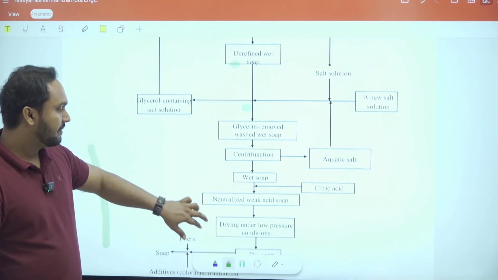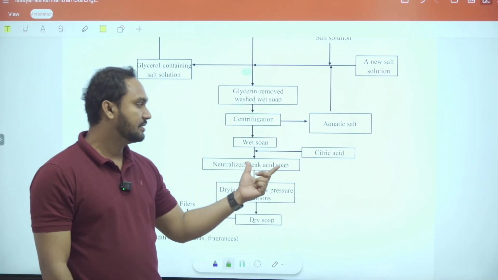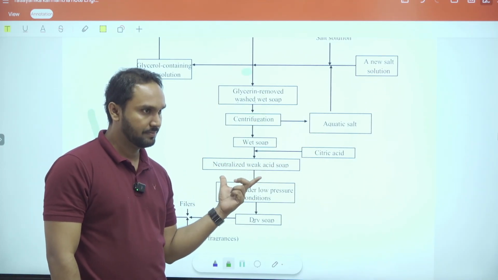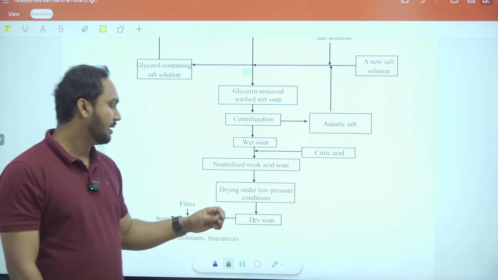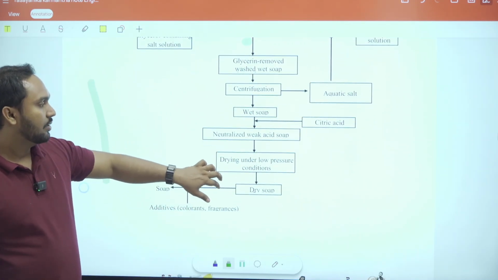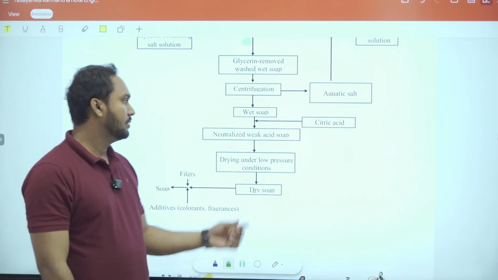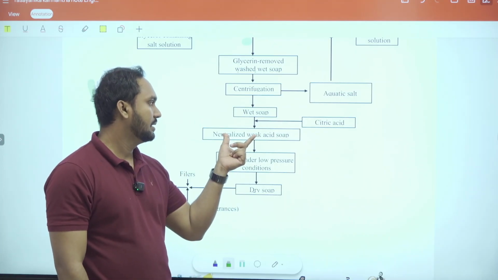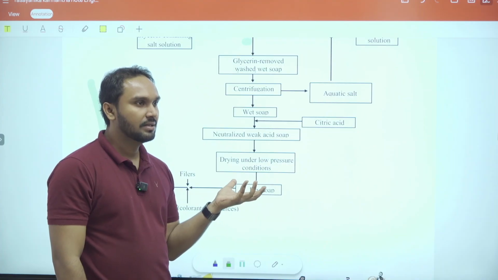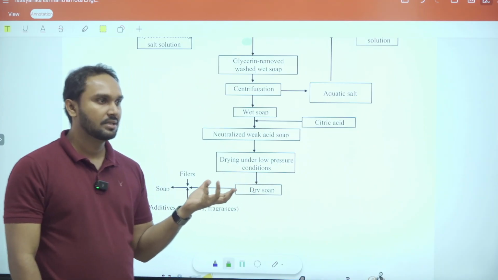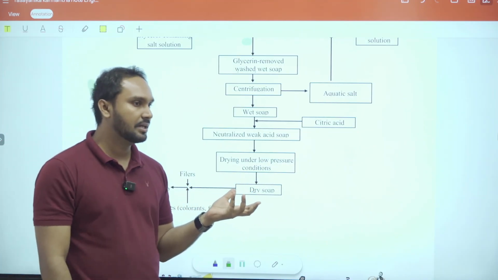Then afterwards, the neutralized weak acid soap is produced, because the excess sodium hydroxide is now removed. Now what happens? Drying under low pressure conditions. Now this is, let's say, a bit solidified but still looks like a wet soap, right? Not completely solidified.